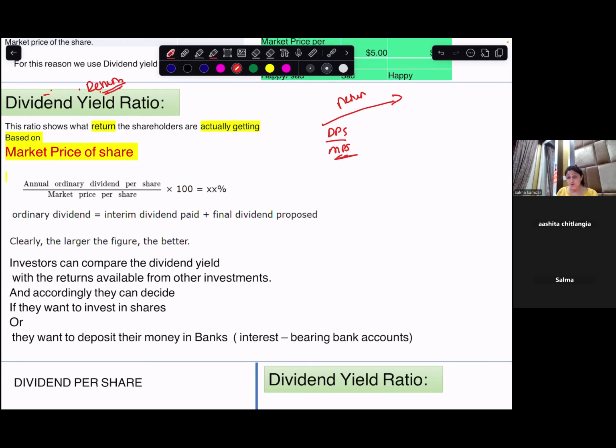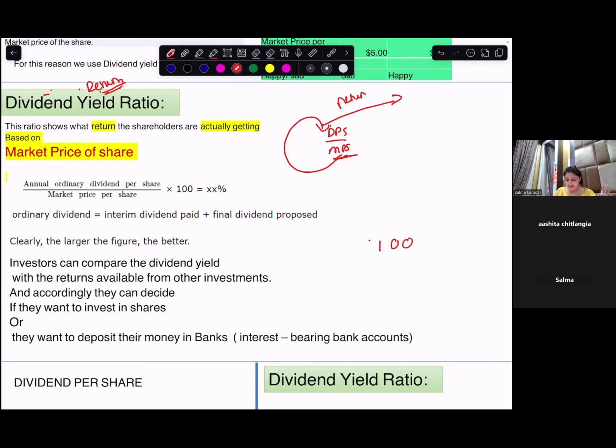So the shareholders are actually paying the market price, and they are getting this return. What is the formula for the dividend yield ratio? Dividend per share divided by market price per share, into 100.